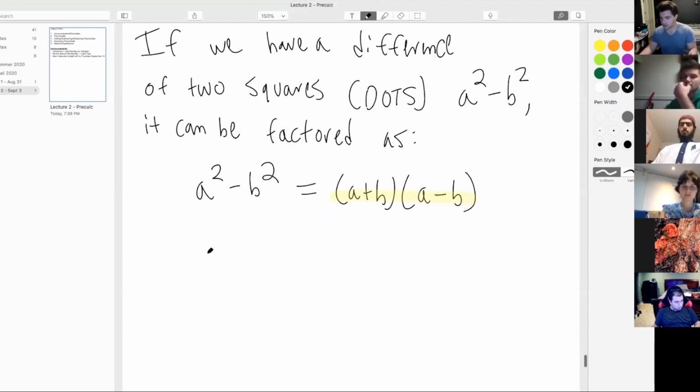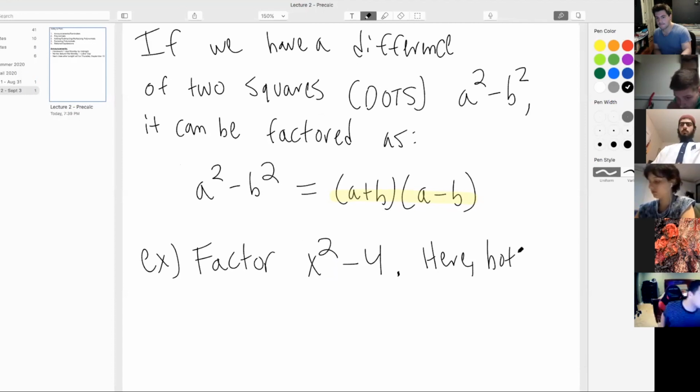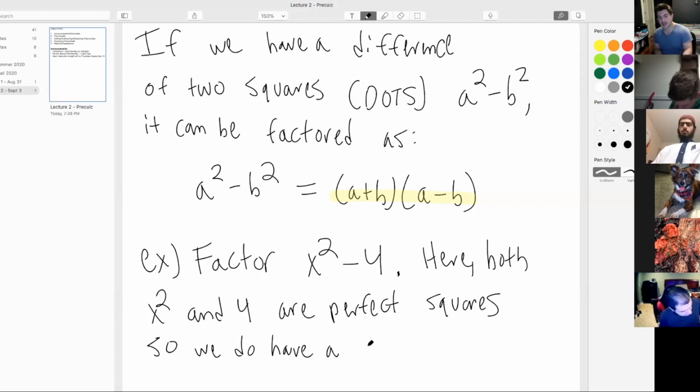Okay, so let's do an example. Factor x squared minus 4. First we just need to notice here both x squared and 4 are perfect squares. So we do have a difference of two squares.